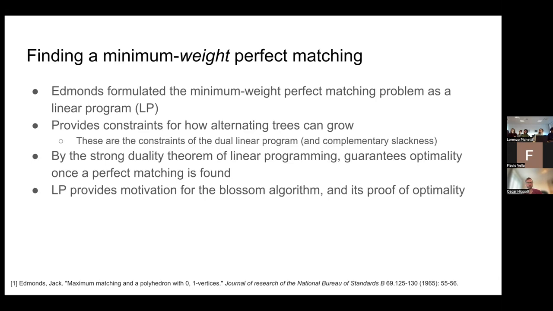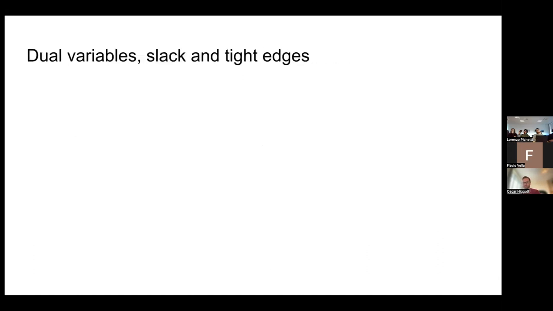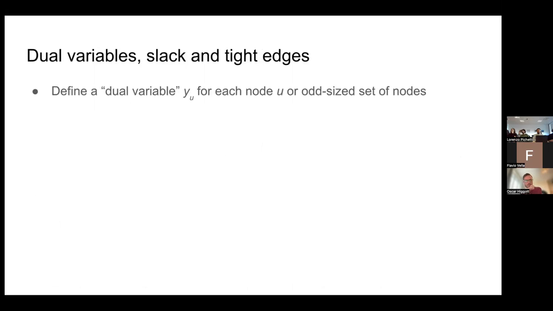Actually, this linear programming formulation provides the motivation for the blossom algorithm and its proof of optimality, but it's not completely required for either. But we'll use some terminology from the linear program, such as dual variables and slack. So let's define a dual variable y_u for each node u, or odd size set of nodes in the graph, and this is always non-negative.